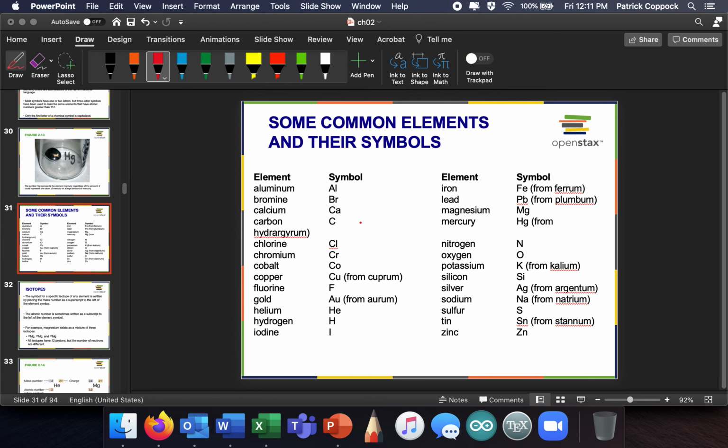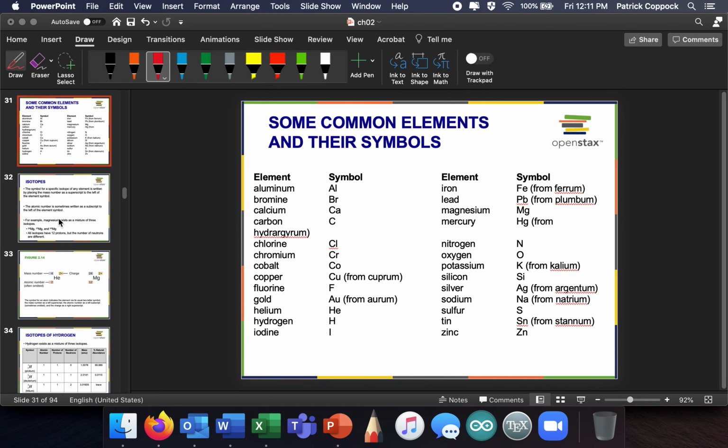Some common elements and their symbols are as follows. These are in the periodic table. We're not going to talk much about this. These are things we'll see a lot this semester.